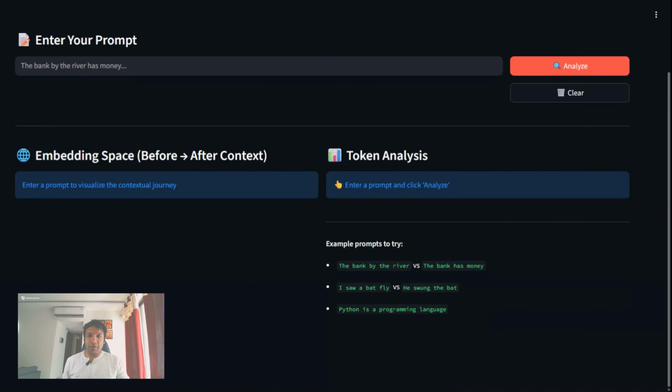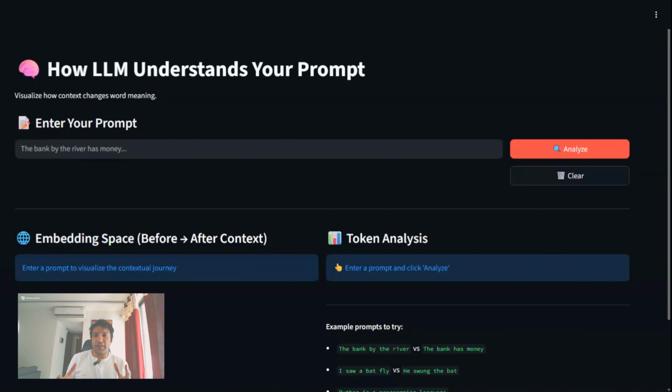So here's our playground. If we want to understand how does a language model work, first we need to understand how does the language model understand what you are saying, because very clearly it doesn't understand English, Hindi and German for that matter, right? So how does it understand what your prompt means?